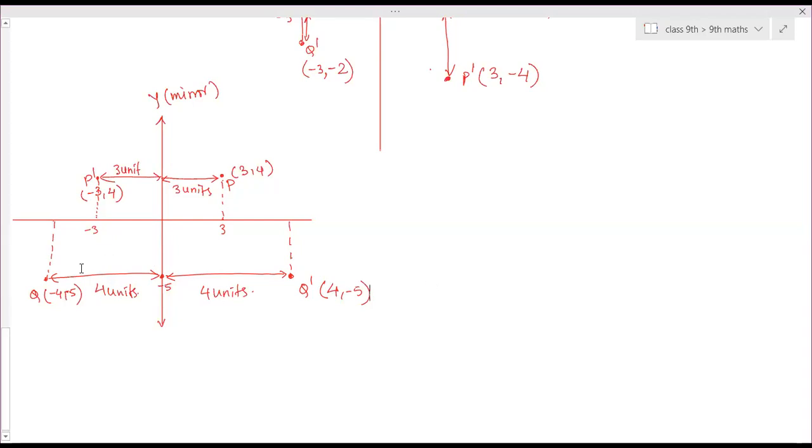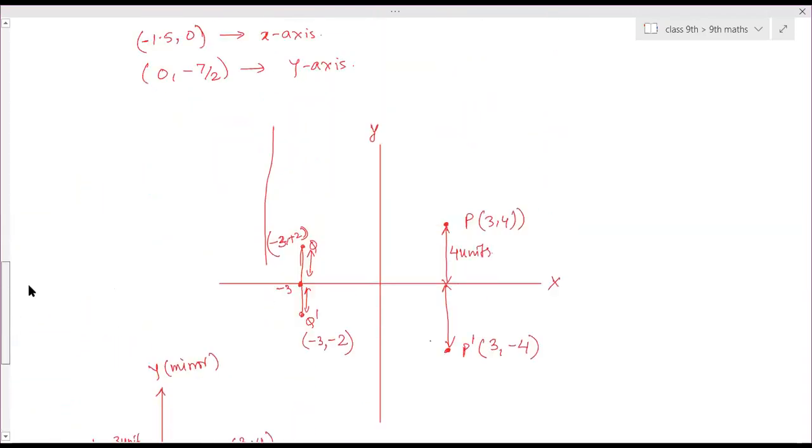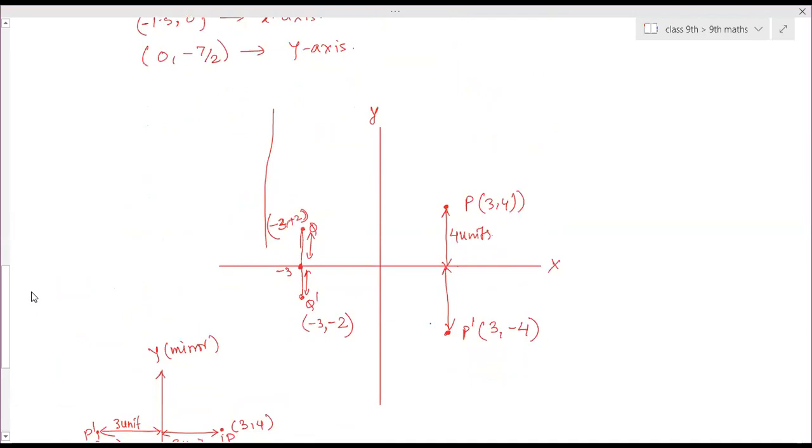Okay, so write down, draw these points. The heading is drawing the mirror image of a given point. Ma'am, should we draw it on the graph? No, you can do it in your notebook.